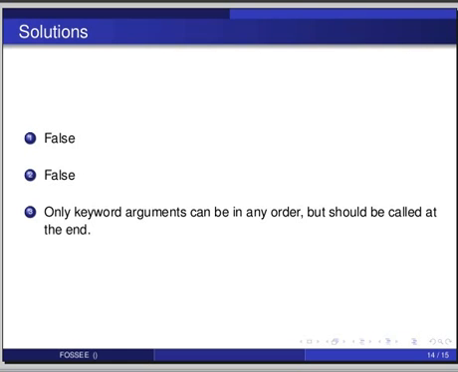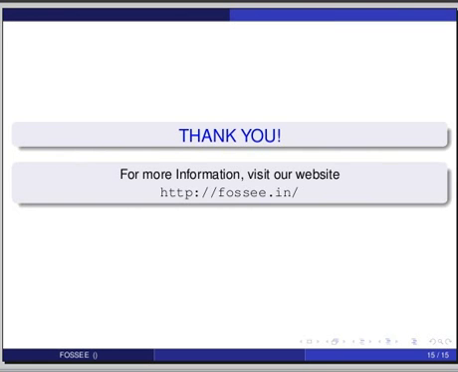So now we can look at the answers. The first one, false. All arguments of a Python function can have default values. And the second one is also false, because all the parameters with default arguments should be defined at the end. And the third and final one, when calling a function, only keyword arguments can be in any order but should be called at the end.